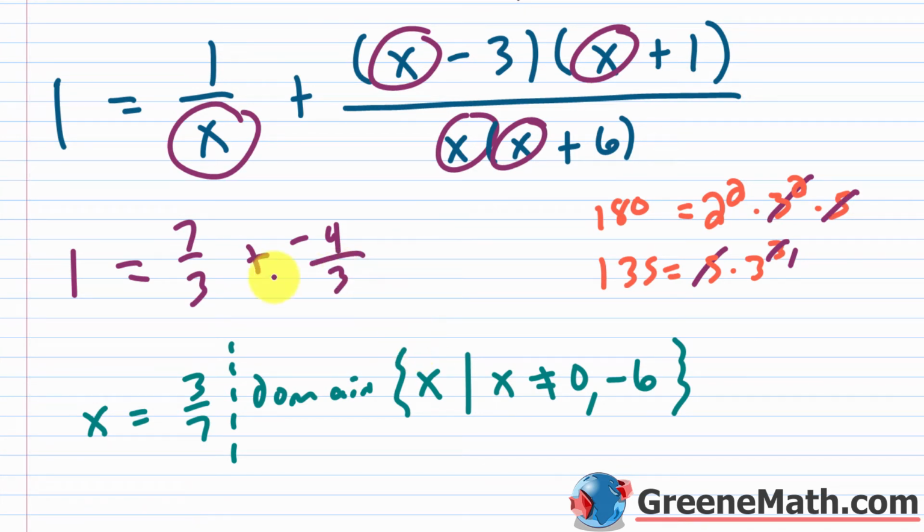Okay. So if we have 7 plus negative 4, that's going to give me 3. And this would be over the common denominator of 3. And 3 over 3 is 1. So again, we verified our solution. I know it takes a while, but we verified that x equals 3/7 is valid.